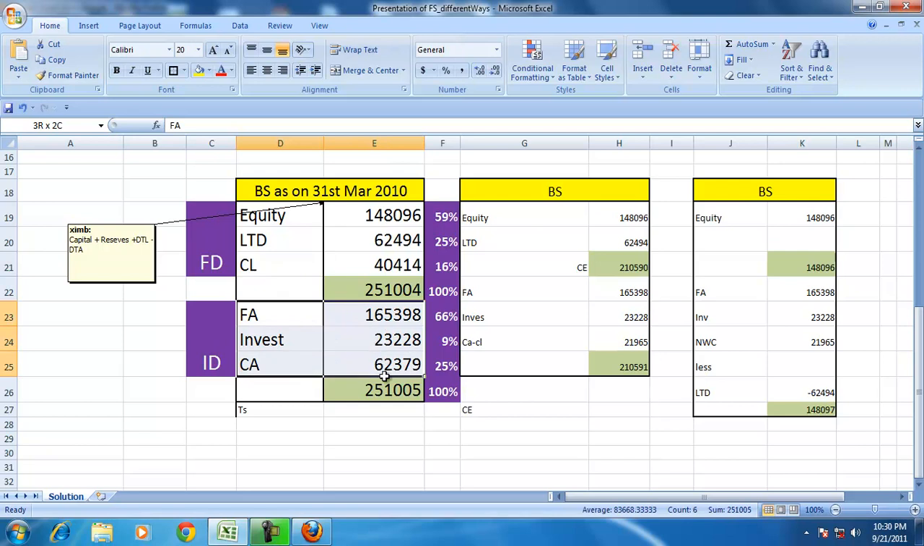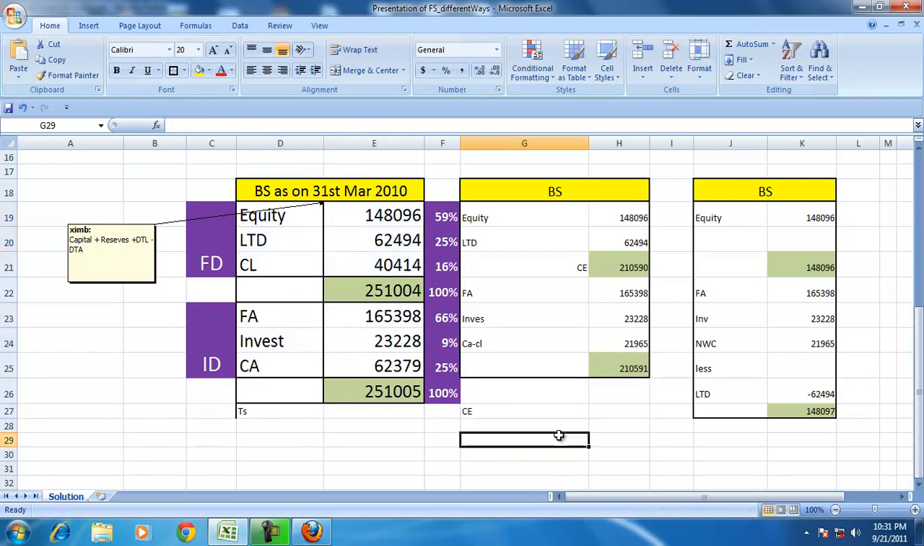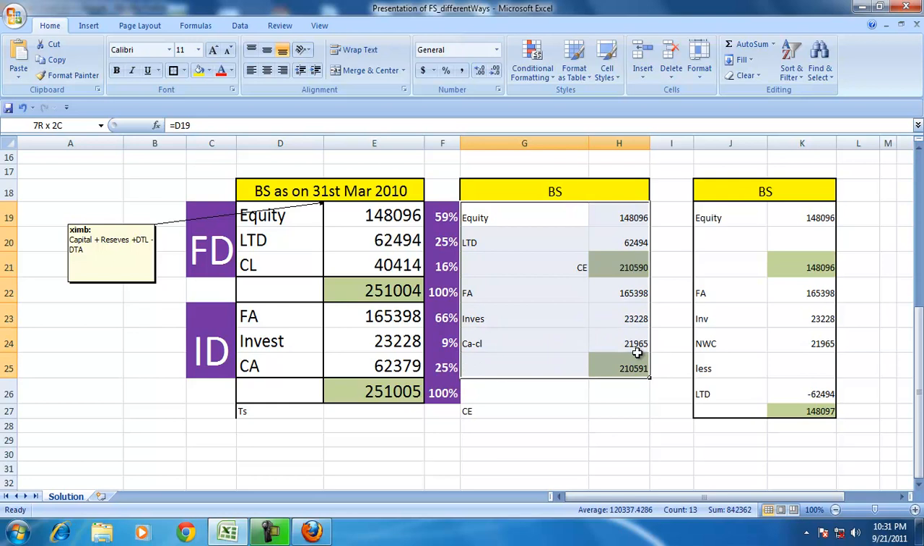The asset side of the balance sheet shows the investment decision. So the balance sheet shows that 66% of the total assets are in the form of fixed assets. A very small percentage is in investment. So the sources side of the balance sheet reflects the financing decision, and the asset side of the balance sheet shows the investment decision. But the same balance sheet can also be put in the form of the capital employed with a focus on capital employed.